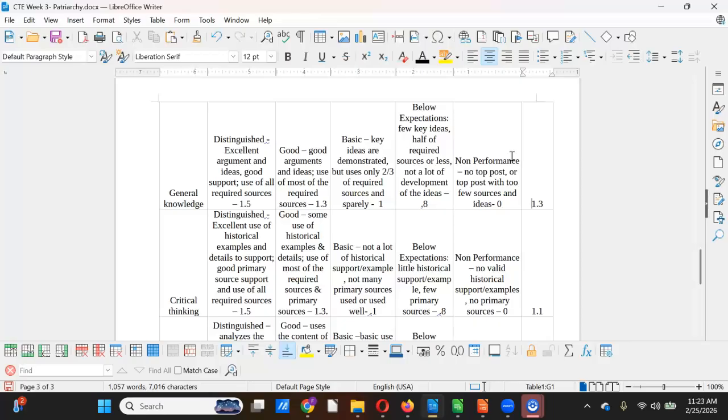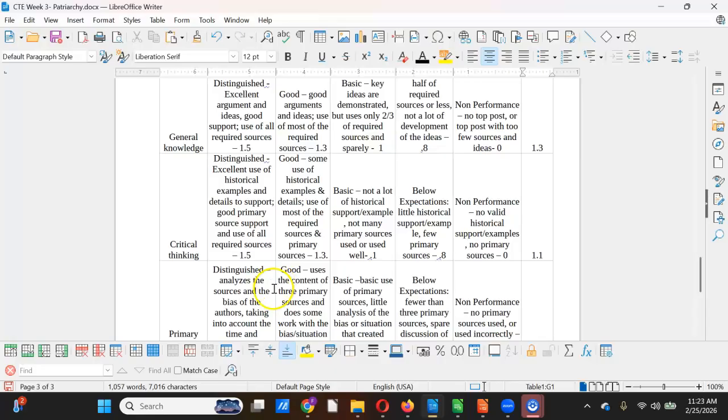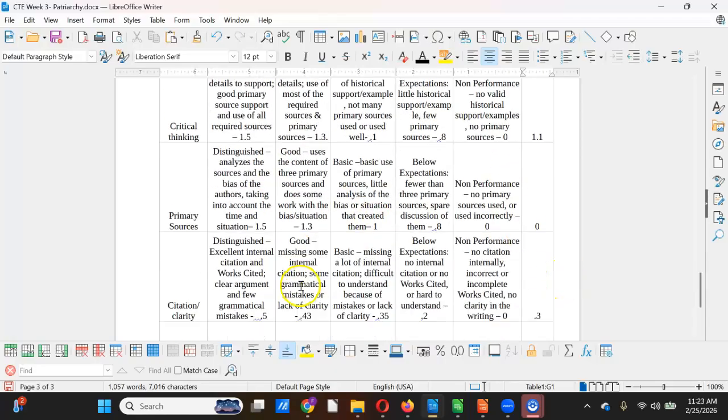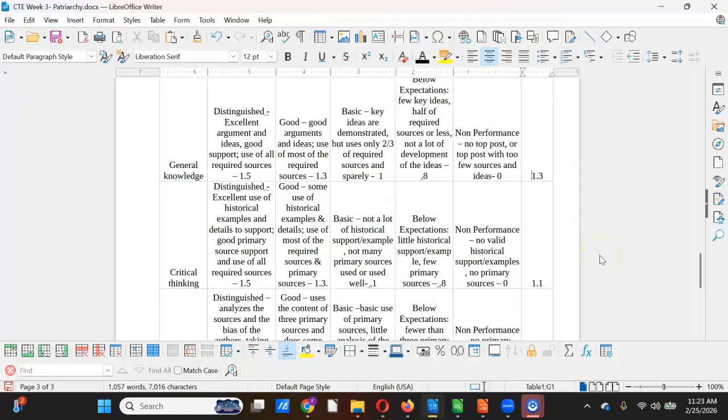All right, so this is the rubric, which you should have seen, that I use for anything that involves the primary sources. You have a general knowledge category, you have a critical thinking category, you have the primary sources themselves category, and then you have your citation and clarity. General knowledge: how are you putting these sources into historical context if it's a primary source? So that means giving me the foundational background for that source. Critical thinking is considering the biases and using quotes to support how you get to that bias in that analysis.